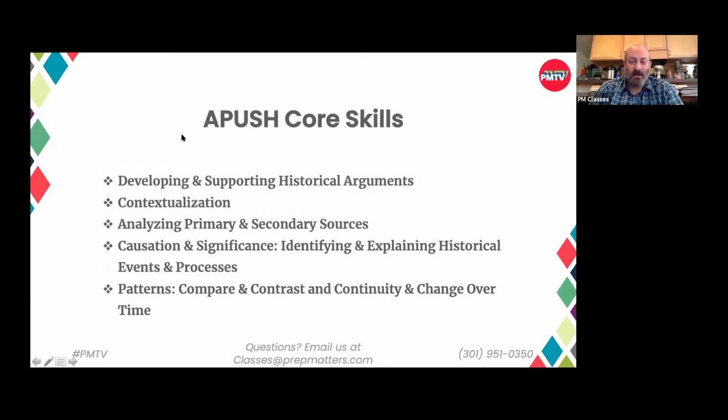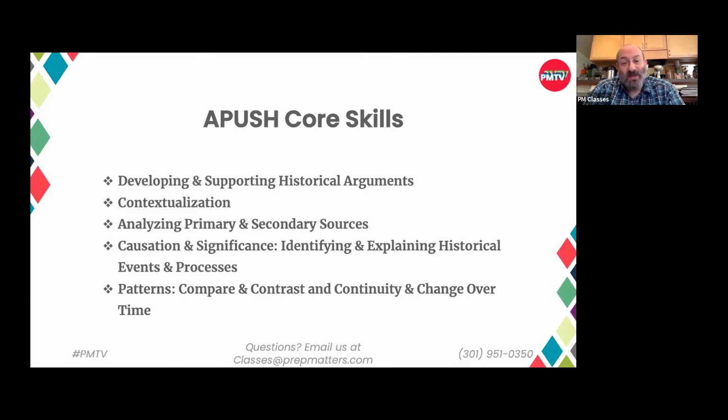So back to the core skills. These hopefully look familiar to you. Hopefully your teacher's been talking about these all year. But that involves developing and supporting a historical argument. Chances are the students who are showing up today already know this. I'll just go over it just in case.